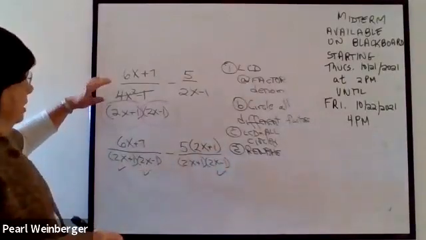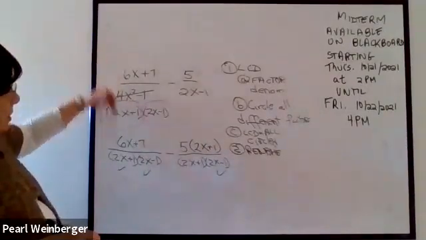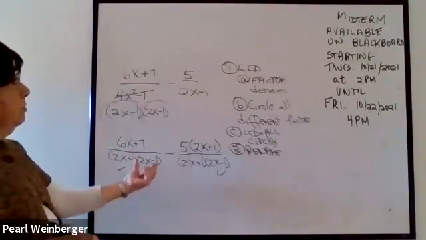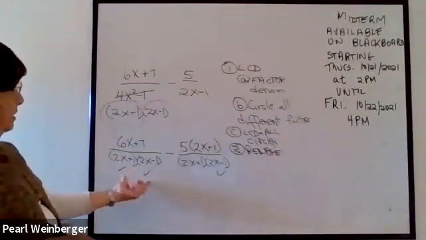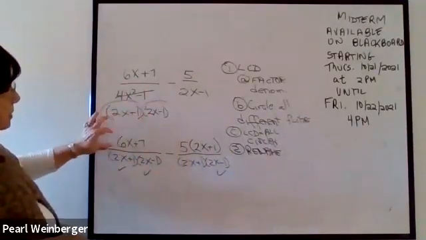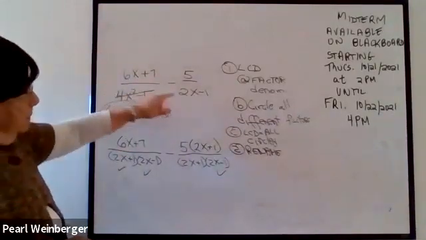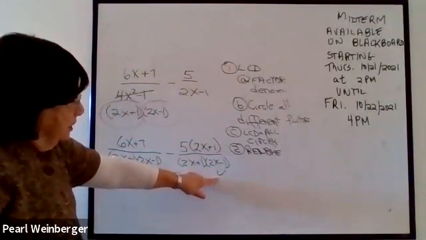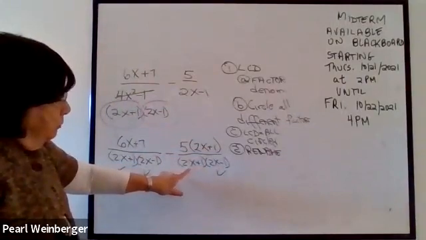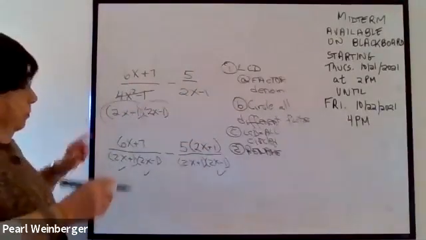So let's go through that again. When we're renaming the fraction, check off what was there originally and multiply by anything that is not checked off. Everything here is checked off. I don't have to multiply that 6x plus 7 by anything. It stays 6x plus 7. Over here, the 2x minus 1 got checked off, and that was there originally. What wasn't checked off was the 2x plus 1. So that's what I have to multiply the 5 by.